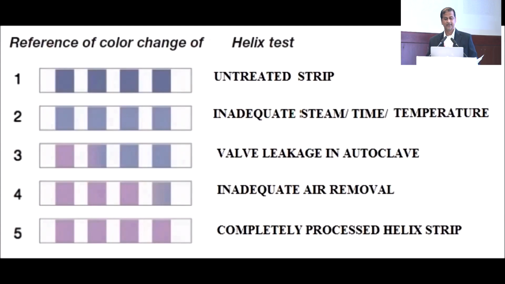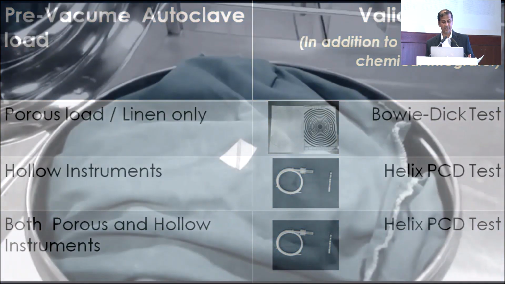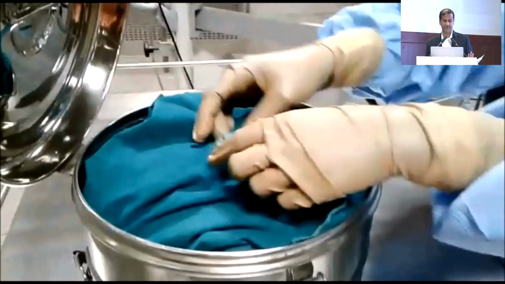So whenever there's a change in color which has not been uniform, these are the things which you have to check. So the take-home message is that if you have a linen and a porous load, use the Bowie-Dick test. Hollow instrument, always use the PCD test.